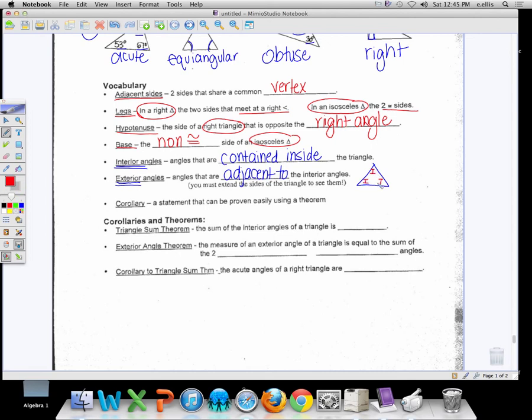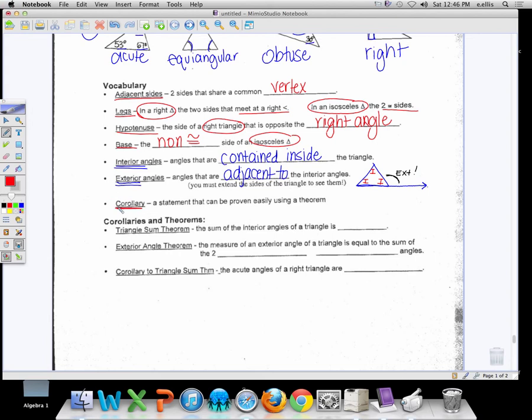Let's do I's for interior, 1, 2, 3 in the middle, interior angles. If I extend a side, I'm going to go with the bottom, if I extend that side out to the right, the angle that's formed right out here on the outside, that is your exterior angle. So you extend a side, it gives you that exterior angle.